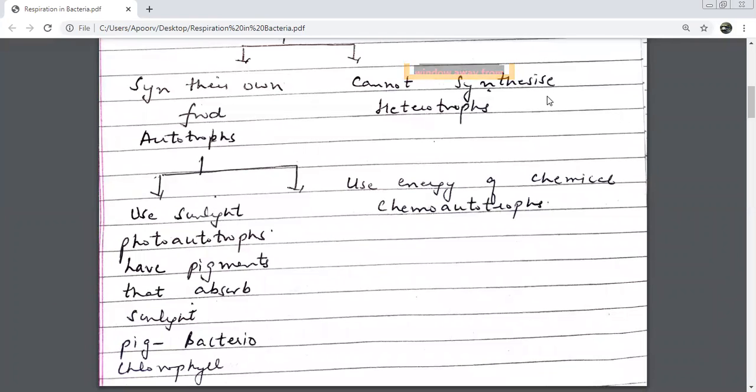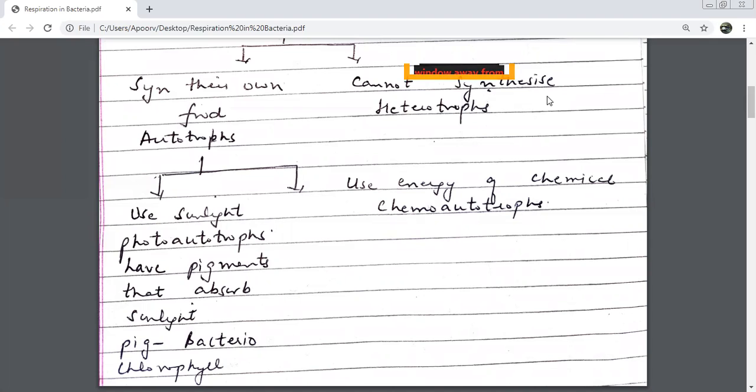I'll explain again. See, two main modes of nutrition: autotrophs and heterotrophs. This we know. Autotrophs are again of two types. Those which use sunlight. And why can they use sunlight? Because they have a specific pigment in them which can absorb sunlight. Such kind of autotrophs are known as photoautotrophs. I'll be giving one example and explaining to you later.